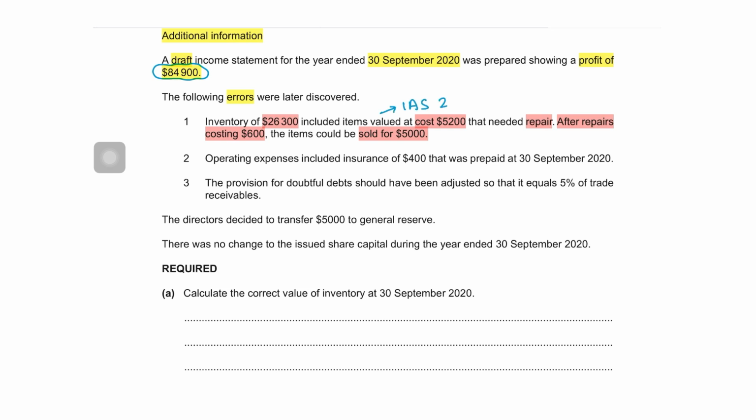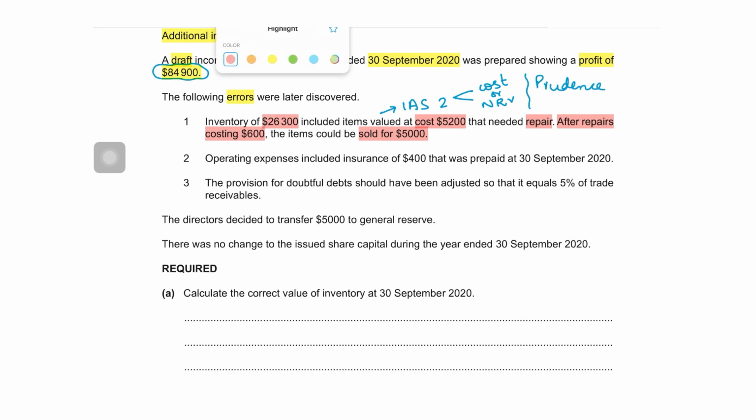IAS 2, inventories, which says that inventory should be valued at lower of cost or NRV, right? Whichever of the two is lower. What is NRV? Net realizable value, the estimated selling price minus the repair cost to sell the inventory. So what can be realized or what can be earned from the sale of inventory after undertaking repairs expenses. And why do we do this? So that our inventory and our profits are not overstated, which will be in compliance with the prudence concept. So we'll be adjusting the inventory in part A.